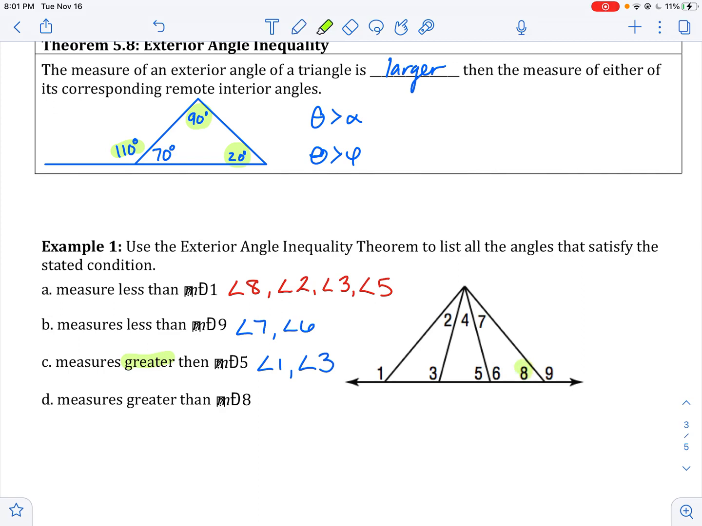Angle 8, what is 8 a remote interior angle to? Well, it's a remote interior angle here to 5. So 5 must be bigger. 8 is also a remote interior angle to 3. And is it a remote interior angle to 1?